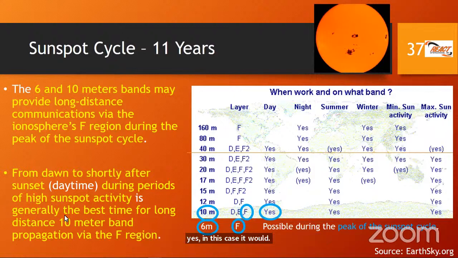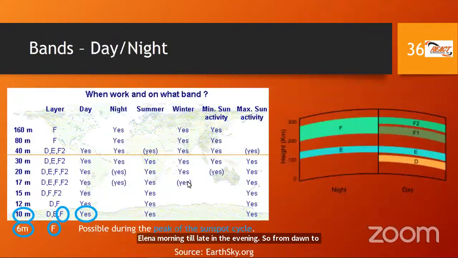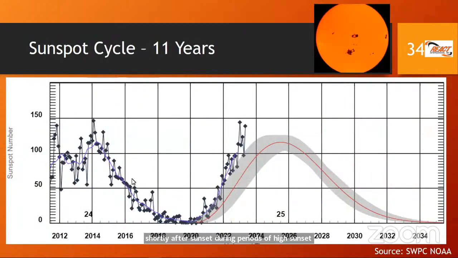Also, very much related, talking about the 10 meter band, is that from dawn to shortly after sunset, and I put here daytime, that's what from dawn to shortly after sunset is. Early in the morning to late in the evening. So from dawn to shortly after sunset during periods of high sunspot activity. So again, let's go back. Right, so low sunspot activity, high sunspot activity.